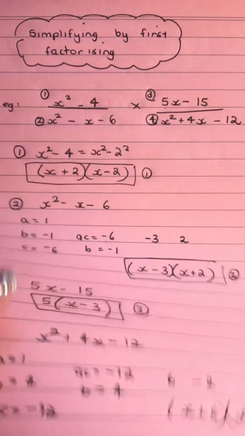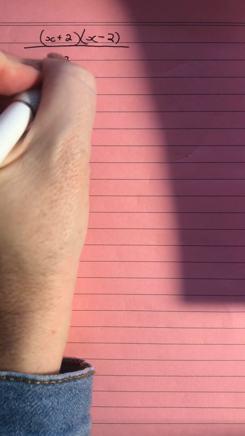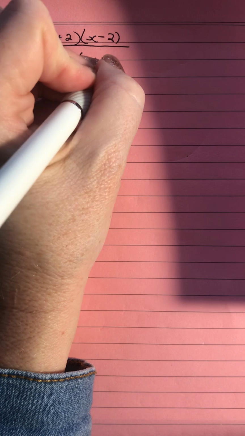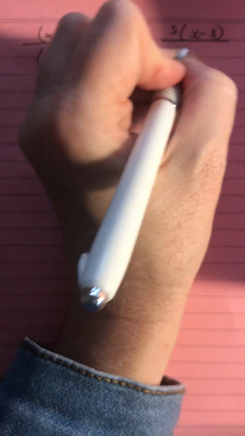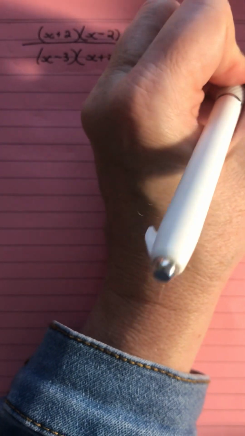So I will take that to a fresh page. On the top will be my x plus 2, x take 2. Underneath that, I had x take 3 and x plus 2. I had that multiplying by 5 outside of x minus 3. And on the bottom, I had x plus 6 and x take 2.